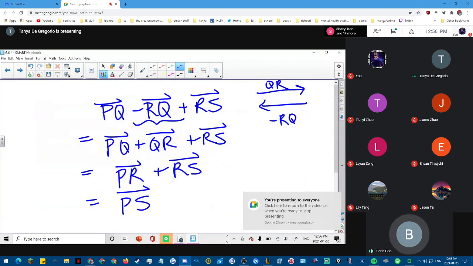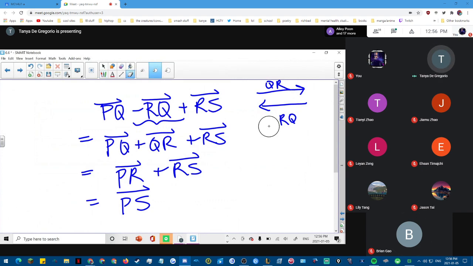Wait, miss, for the vectors on the top right, shouldn't they be in the same direction? Sorry, say that again? Are the vectors in the top right, shouldn't they be in the same direction? Yes, they should. Thank you. I meant to do that. Do you see that? Yeah, thank you. Okay, next example.